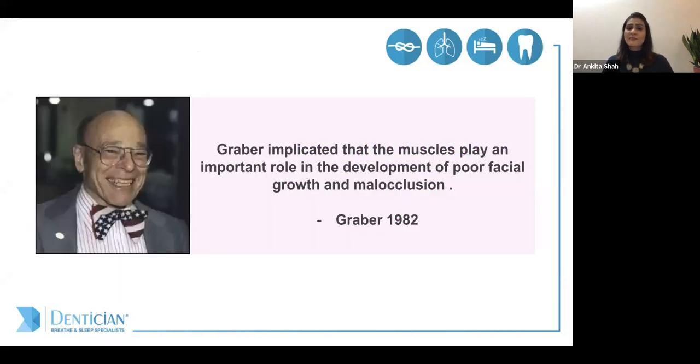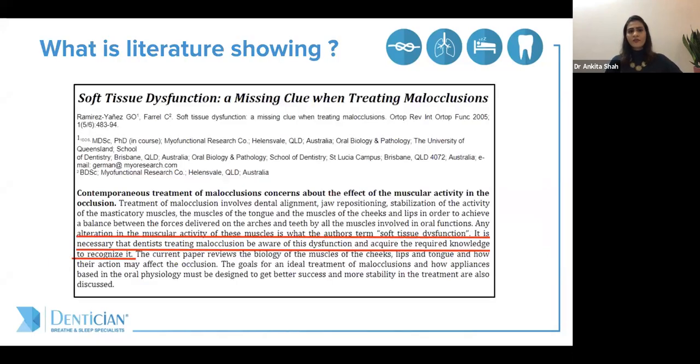Now, Draper also implicated this in 1982, that muscles play a very important role in the development of facial growth and also lead to malocclusions. This was a very interesting paper. Let's first understand what soft tissue dysfunction is. It's an alteration in the muscular activity of the muscles. Now, Dr. Ramirez has stated that we as dentists should be aware of malocclusions which are caused by these soft tissue dysfunctions, and we should be able to identify what kind of malocclusion the soft tissue dysfunction is causing.